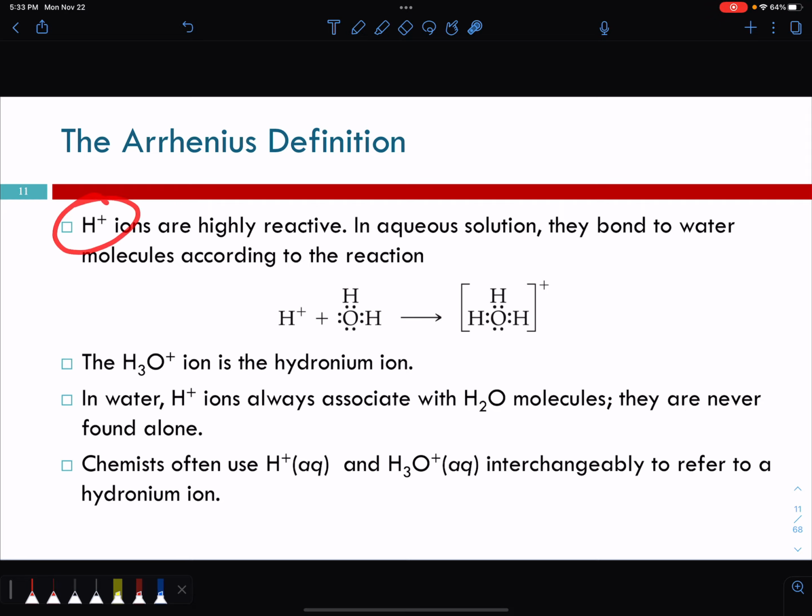These H plus ions are highly reactive in aqueous solution, and they'll bond to water, according to this reaction, to form the hydronium ion. So in water, there's never actually a free hydrogen floating around. It's always bound up with water. A lot of times, as you've seen already, we use these interchangeably. They both kind of mean the same thing.